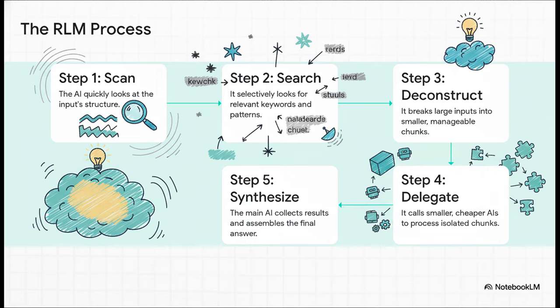So how does it do that? Well, the process is really methodical. First, it does a quick scan of the input, just to get the lay of the land. Then it starts searching, but selectively. It pokes around for keywords and patterns, and it actively ignores the junk. It breaks down the big problem into smaller, bite-sized chunks. And this is the really clever part. It then delegates the analysis of those chunks to smaller, much cheaper AI instances. And then finally, the main AI just collects all those partial results and puts them together into the final answer.